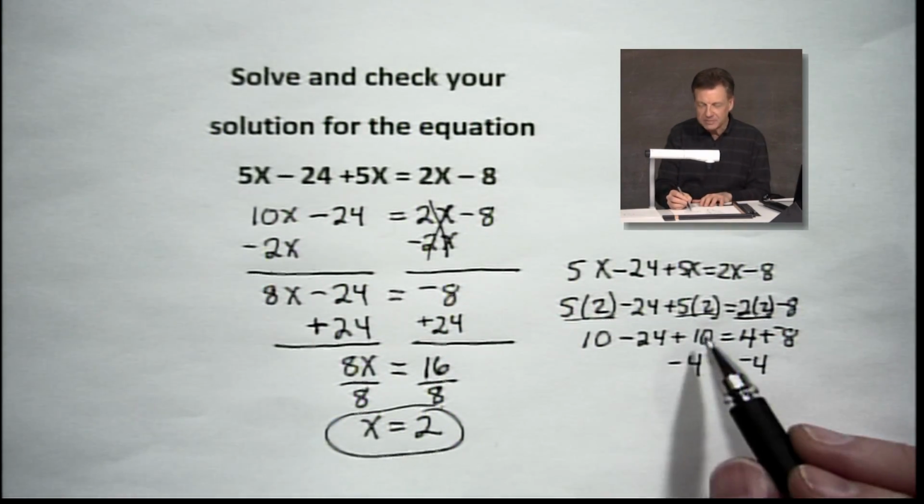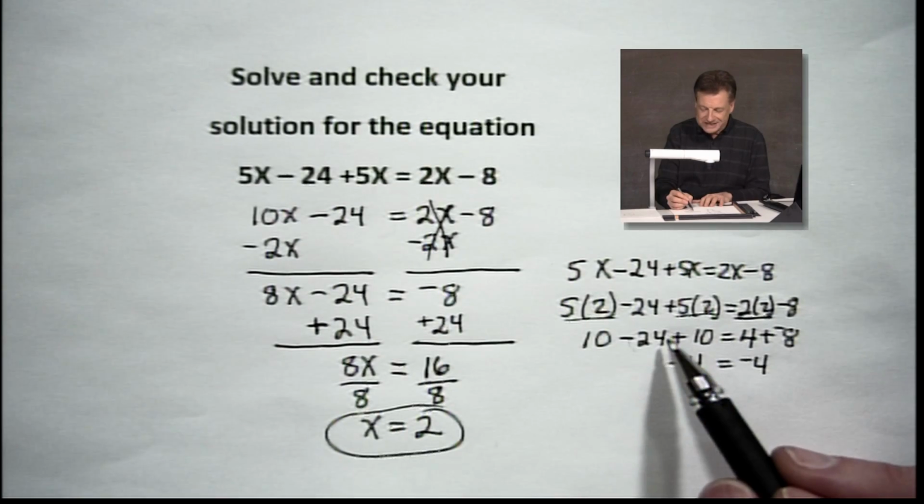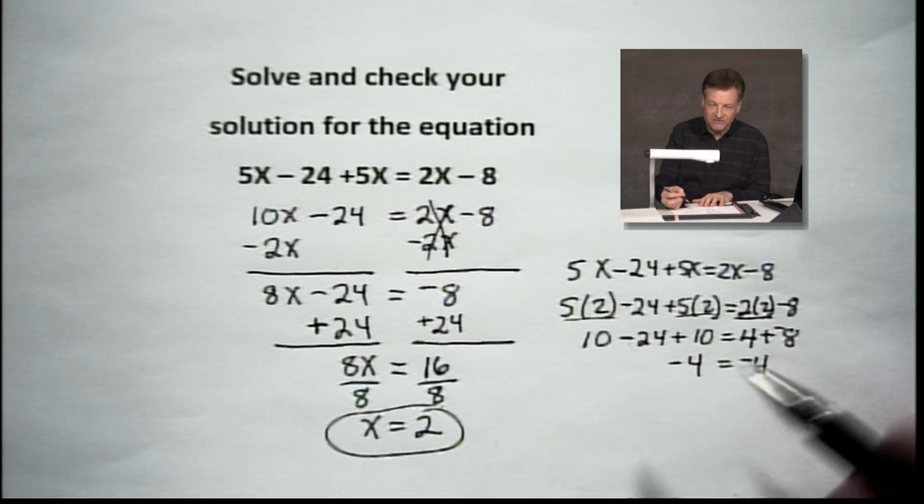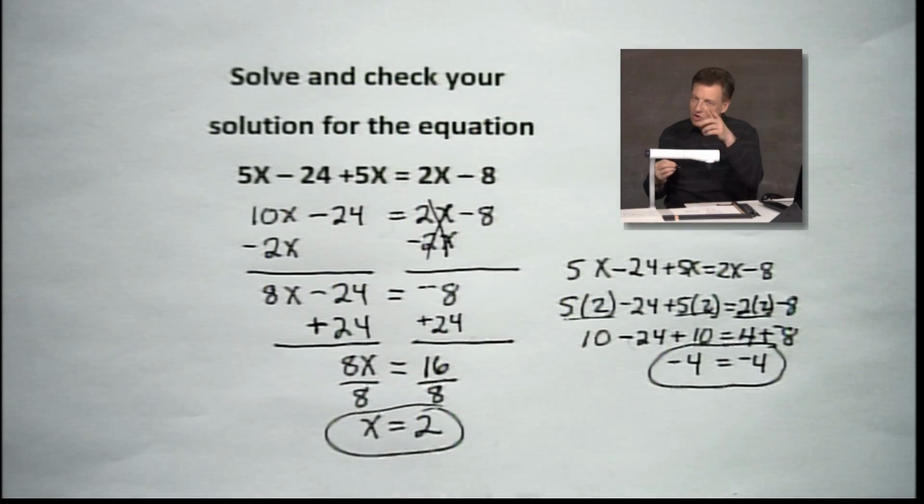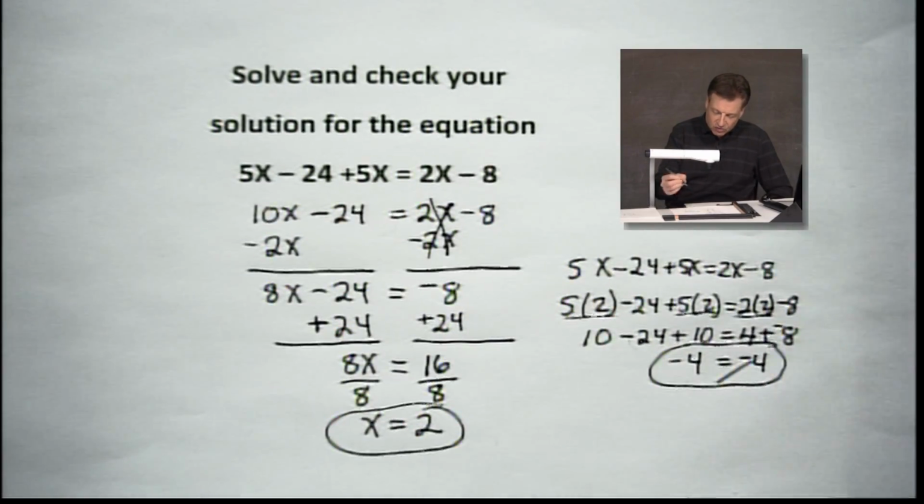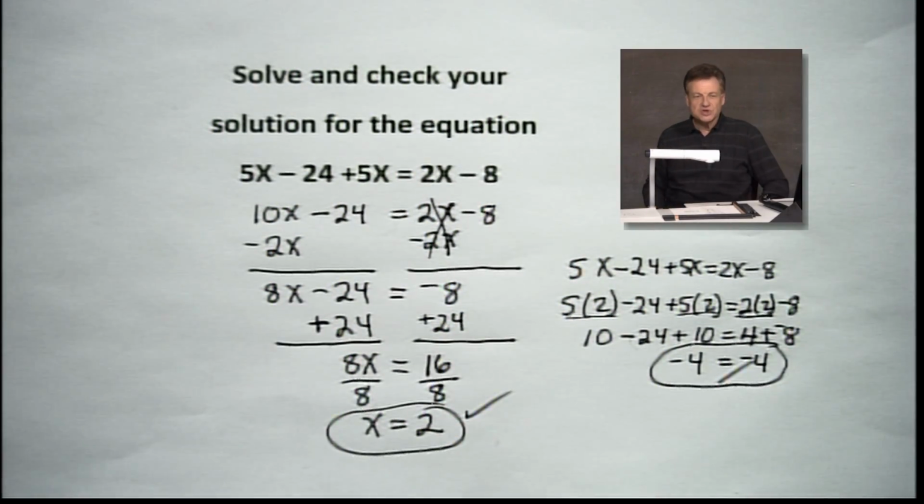By the way, the same thing would happen here. Had a negative 14 plus 10 gives us negative 4. The idea, though, is you do a quick either mental or no crime to write it on the paper or do it on the computer. But check it. Make sure it works. By golly, they do work. And that means x equals 2 is a good solution to this problem.